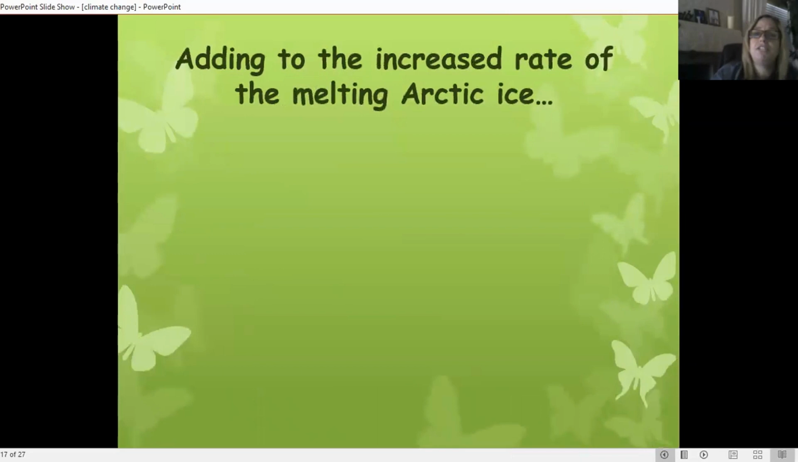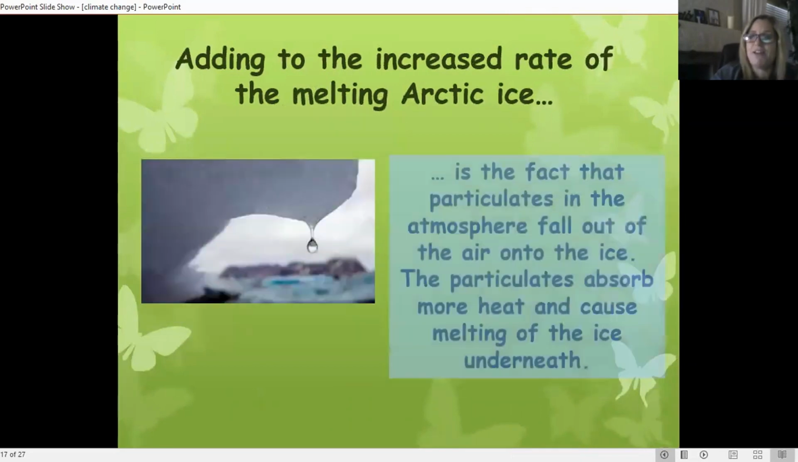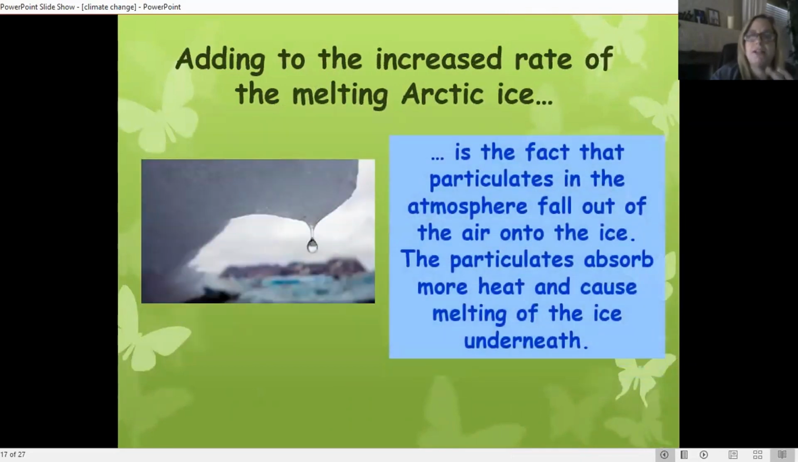So if we have increased rate of the melting Arctic ice, if all that ice, all that frozen water melts, what's going to happen? The fact that particulates in the atmosphere fall out of the air onto the ice, the particulates absorb more heat and cause melting of the ice underneath.